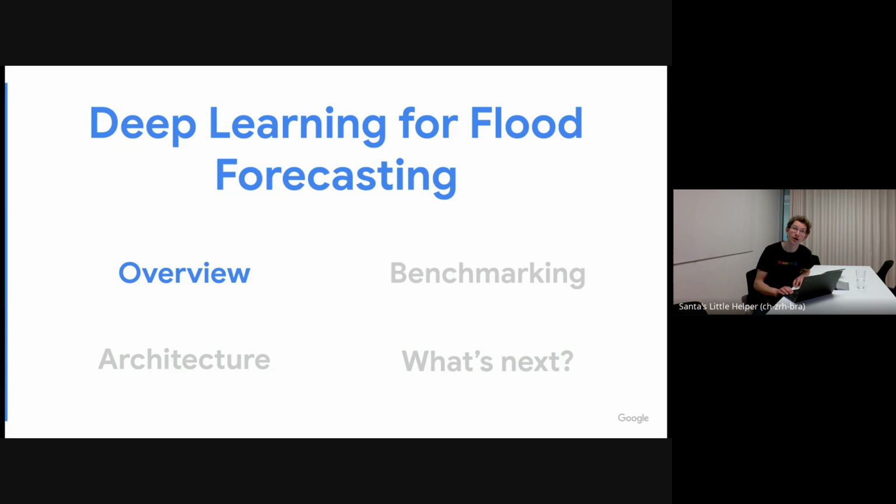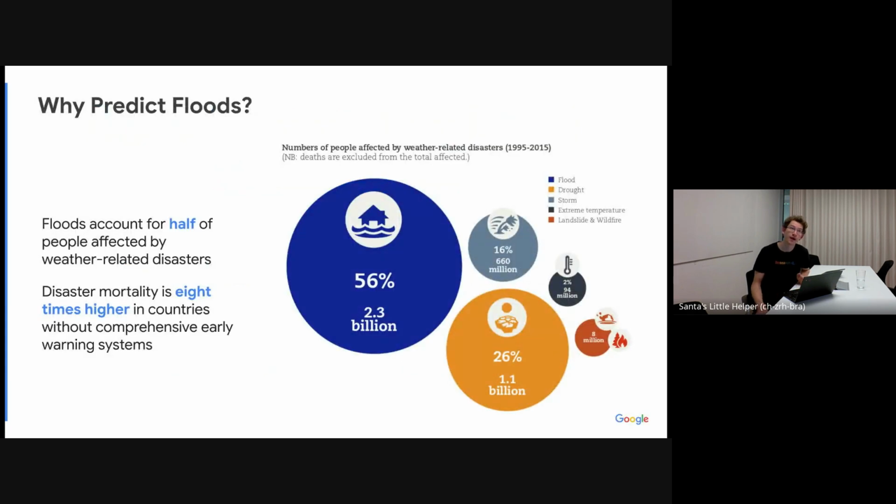So let's start with motivation. And of course, the first question we need to ask ourselves is, why should we even be predicting floods in the first place? That answer is, I think, probably relatively obvious, but I'll go through it anyways. It turns out that floods are actually one of the deadliest natural disasters in the world. They account for about half of the people that are affected by weather-related disasters. So they're quite a bad thing, obviously.